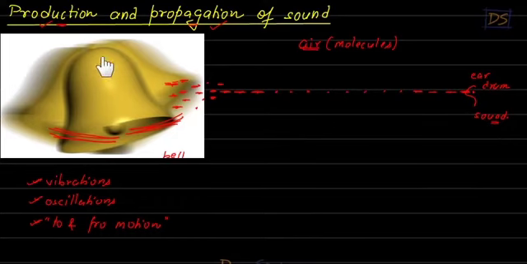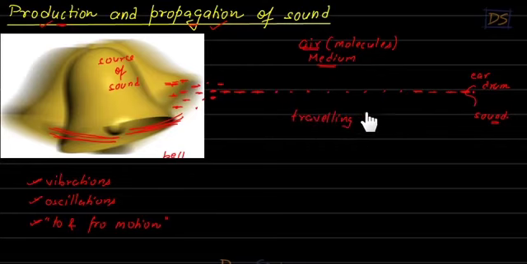So students, this bell here will be called the source of sound because it is producing sound. And this air here, students, it will be called the medium. This is an important term, students. It will be called medium. Why is it being called medium, students? Because sound is traveling through it. Sound is traveling through air. So air is being called medium.